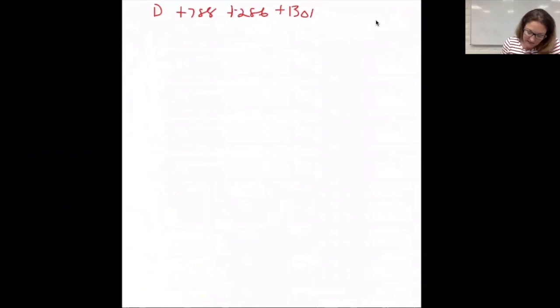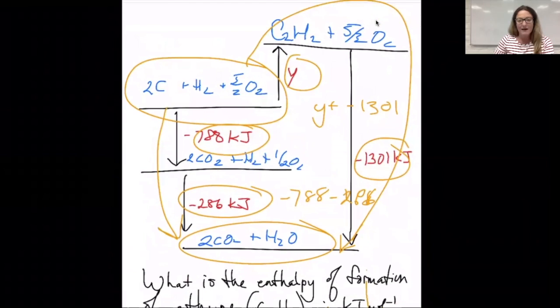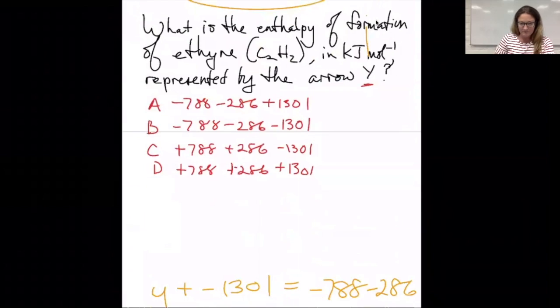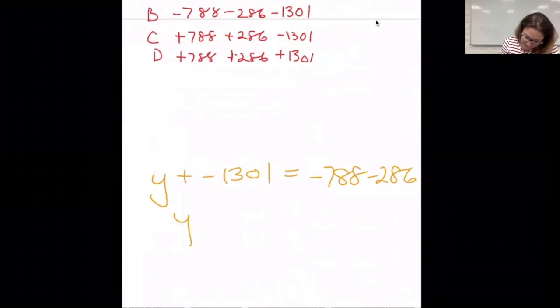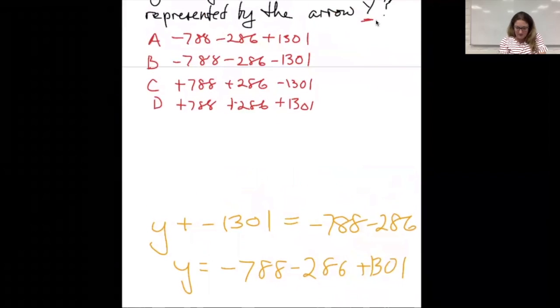So like I said, I can set up an expression there. Y when combined with negative 1301, or that clockwise path, must equal the counterclockwise path, the negative 788 combined with the negative 286. Solving for y, but not really, because this is assuming I don't have a calculator. Moving the 1301 to the other side, and now we want to see which one of these is consistent with that. And my answer to this problem would be A.